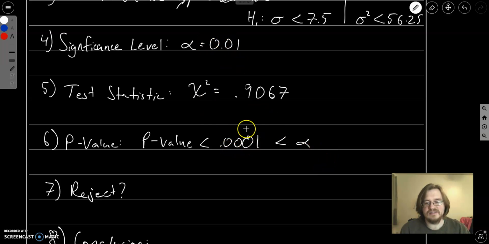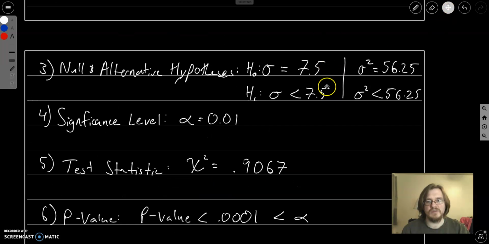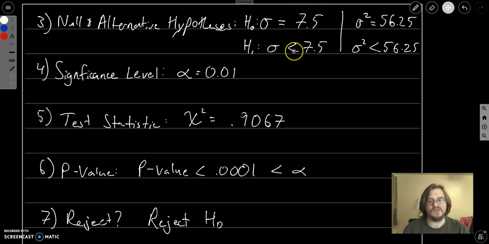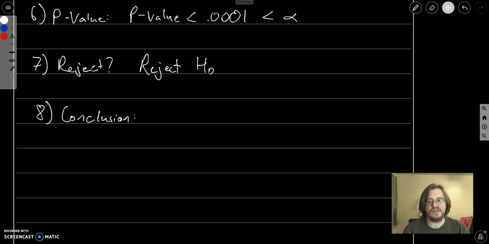So because the p-value is less than alpha, we reject our null hypothesis. So coming back up, our null hypothesis was that the standard deviation was equal to 7.5, which we input into our system in terms of the variance, but our original null hypothesis is that the standard deviation is equal to 7.5. So if it's not equal to 7.5 and we reject it, that means that the standard deviation is less than 7.5.